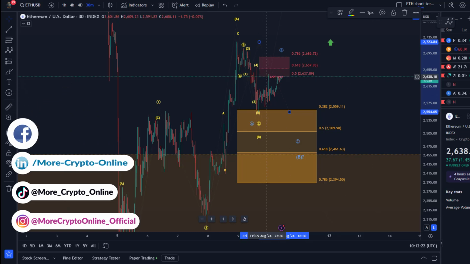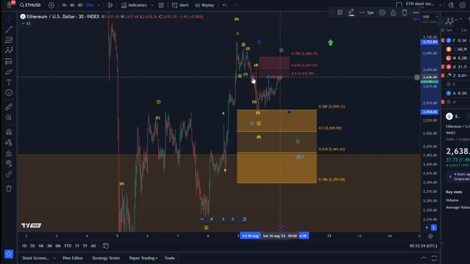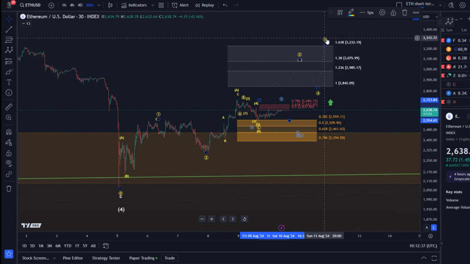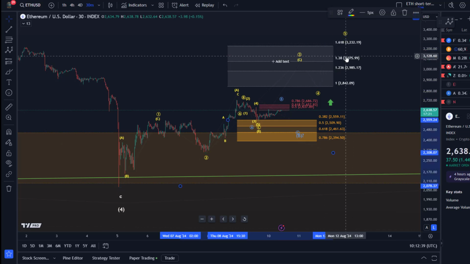Well, they do, because you can see that the market is consolidating here below that 50% retracement at 2,638 USD at the moment. So I want to talk about this. And at the moment, I'm still tracking here the diagonal pattern to the upside that Ethereum might be working on.